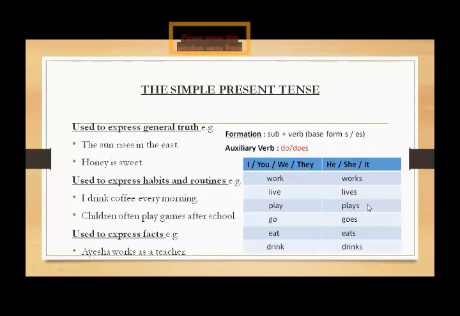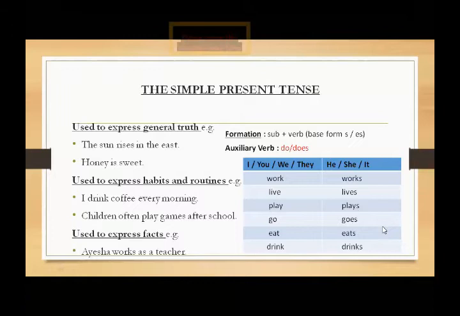They play, it plays. They go, he goes. I eat, it eats. They drink, he drinks. Okay, you see the difference. So let's change the example sentences into negative and interrogative.